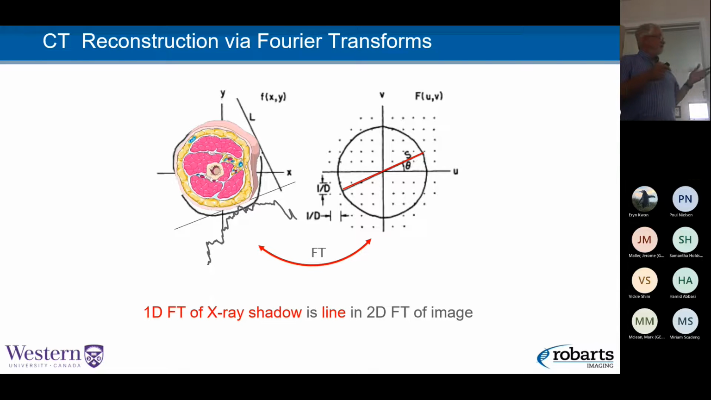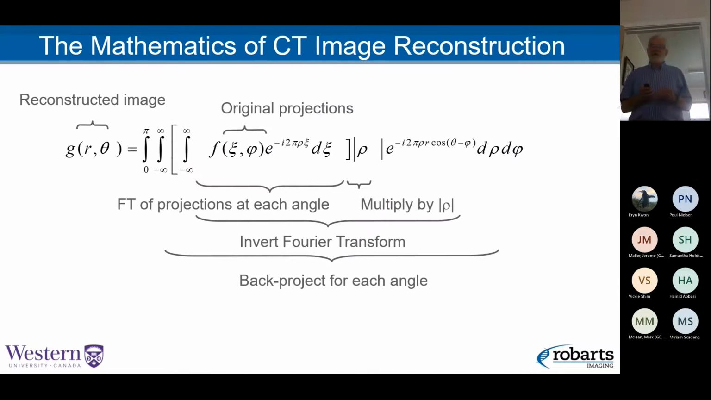We took projections, took the Fourier transforms over them, so the projection like this, take the Fourier transform, put it in this 2D Fourier space, build up the 2D Fourier transform by multiple angles, then we could do the inverse Fourier transform and get this image back. And so that's the approach that we started taking.